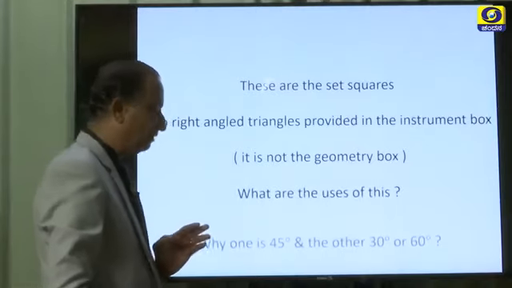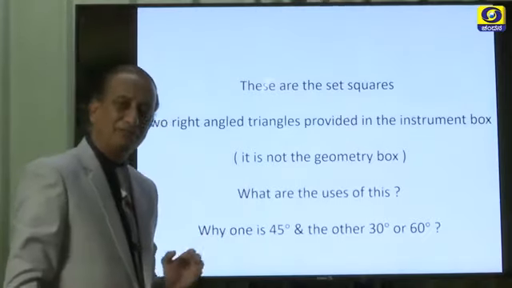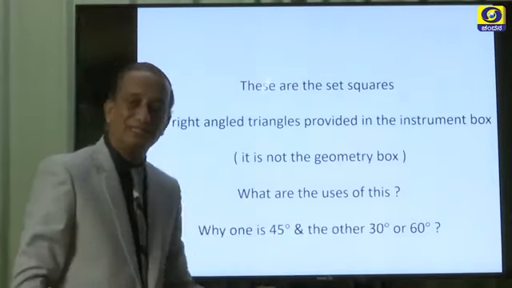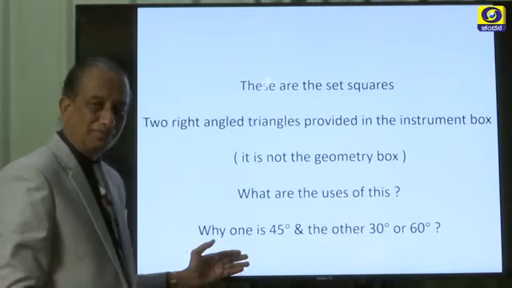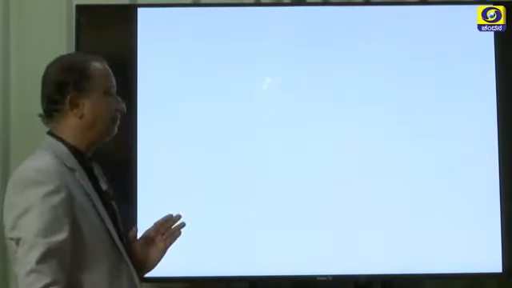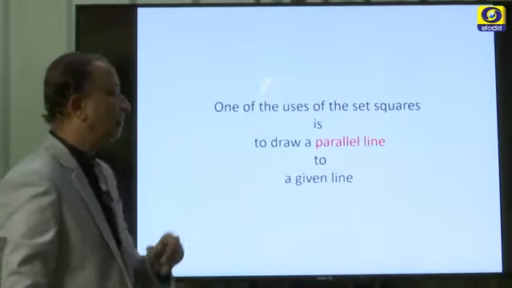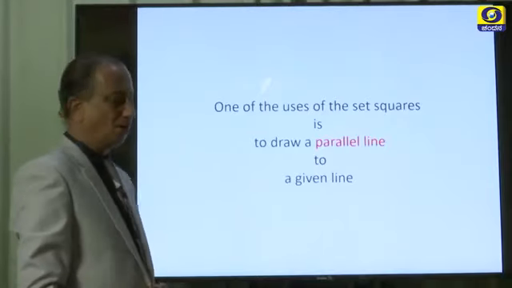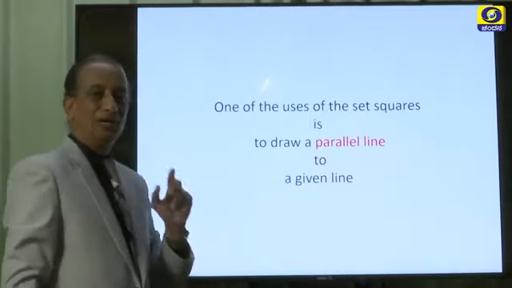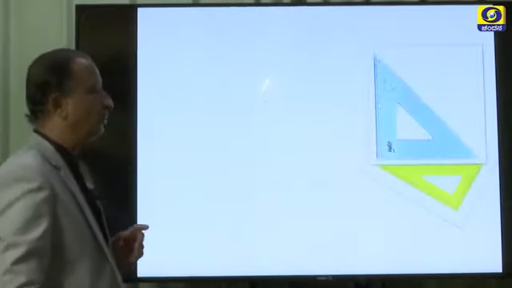What are the uses of this? Why is one of them 45 degrees and the other one 30 or 60 degrees? Have you ever thought about this, children? Please think about this, it is worth finding the answer. One of the uses of the set square, you know, is to draw a parallel line to a given line. Let us learn how to do this.